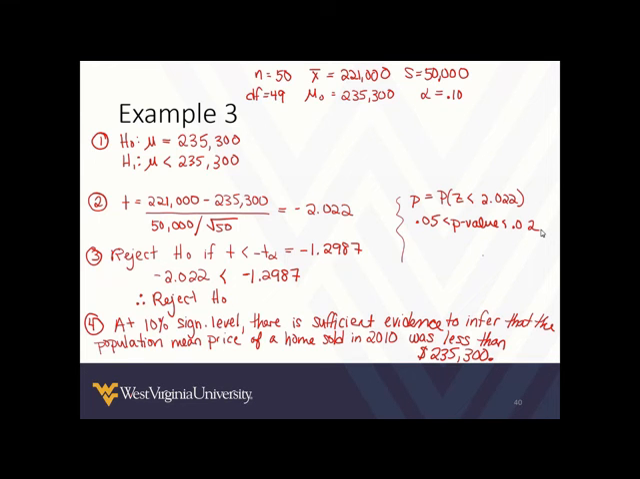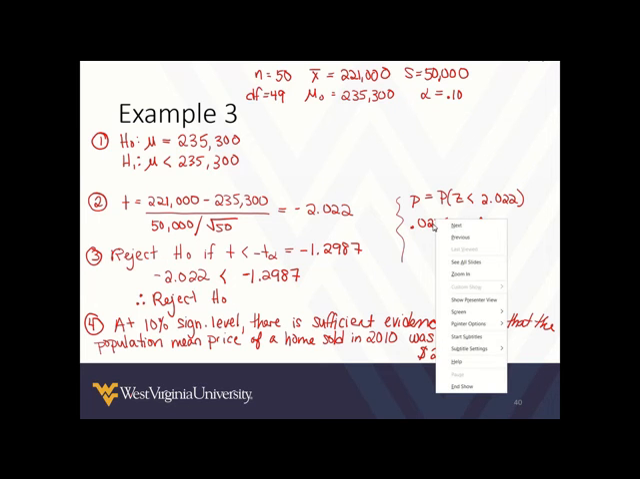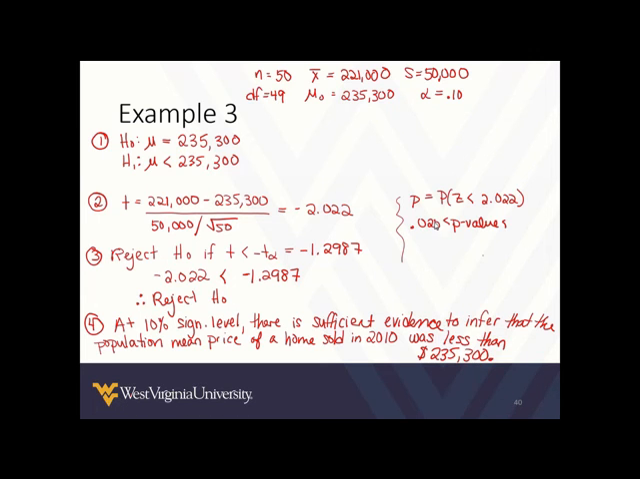0.02. Nope, I'm sorry, that's off. I was looking at the problem we just did. Our p-value would be between 0.025 and 0.01. And so you would still conclude that you should reject the null hypothesis.